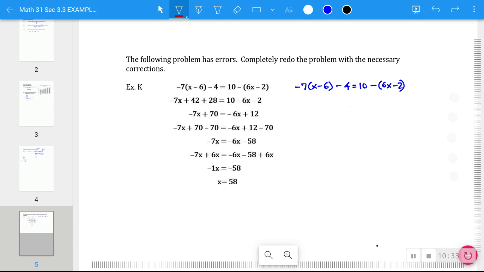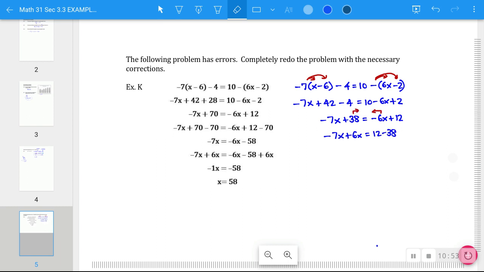So you can see I've copied the original. That's what you should do. And we're going to first distribute correctly. And then we're going to simplify a little bit. So for instance, the 42 minus 4 gives 38. And then once you've done that, now you're going to take all your variables to the left-hand side and all your constant numbers to the other side. Remember to change the sign of the numbers when you take them to the other side. Then you simplify both sides and divide by -1. And the correct version is shown on the right there.